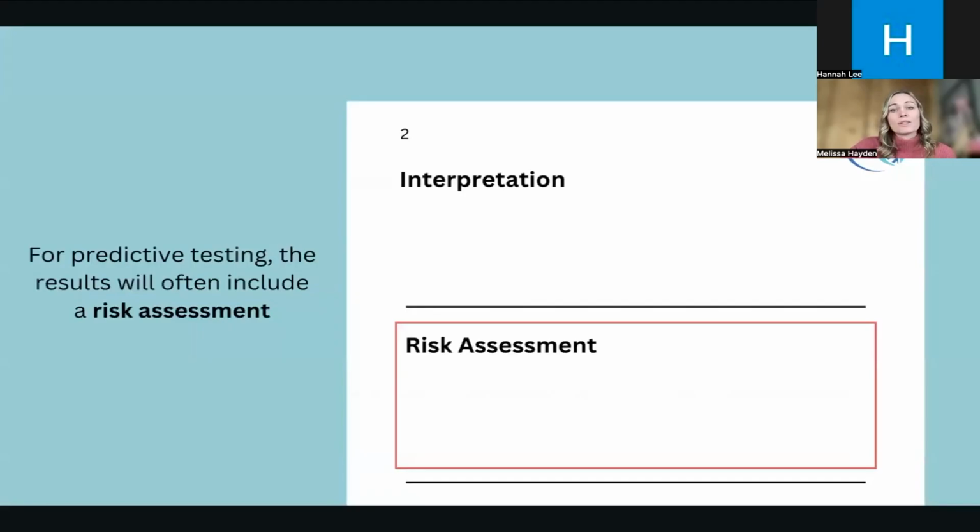For predictive tests, the results will often include a risk assessment. For example, you might be told that you have a 60% increased risk of developing a condition compared to the general population. This doesn't mean you will definitely develop the condition, just that you have a higher likelihood, which might influence future decisions about monitoring, lifestyle changes, or preventative measures. This type of information is similar to the cancer panel test that we just looked at. There was a positive pathogenic result reported in the BRCA2 gene, stating that the patient now knows they have an increased risk of the cancers associated with the variant found in that gene.